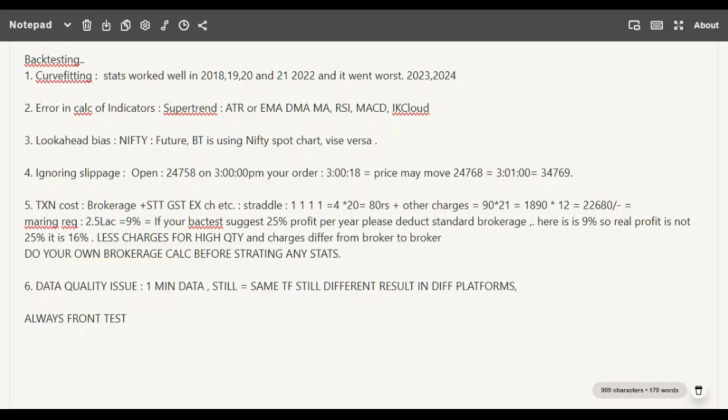I will tell you to always front test your strategy. How can you front test? You will say front testing is time wasting, but yes, it is better than backtesting. I will make another video on how to front test, and how to front test if you cannot do 5 years of front testing, and then when you start trading.